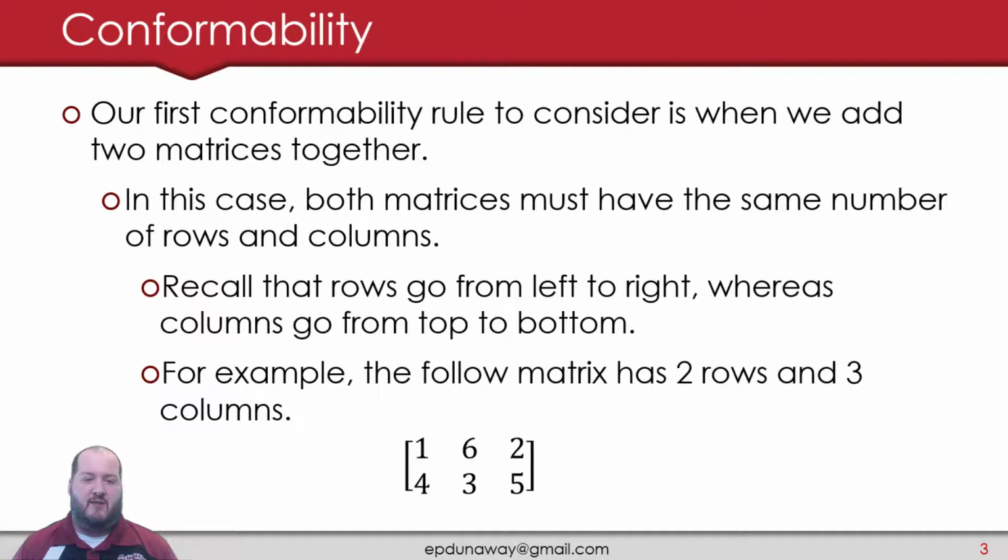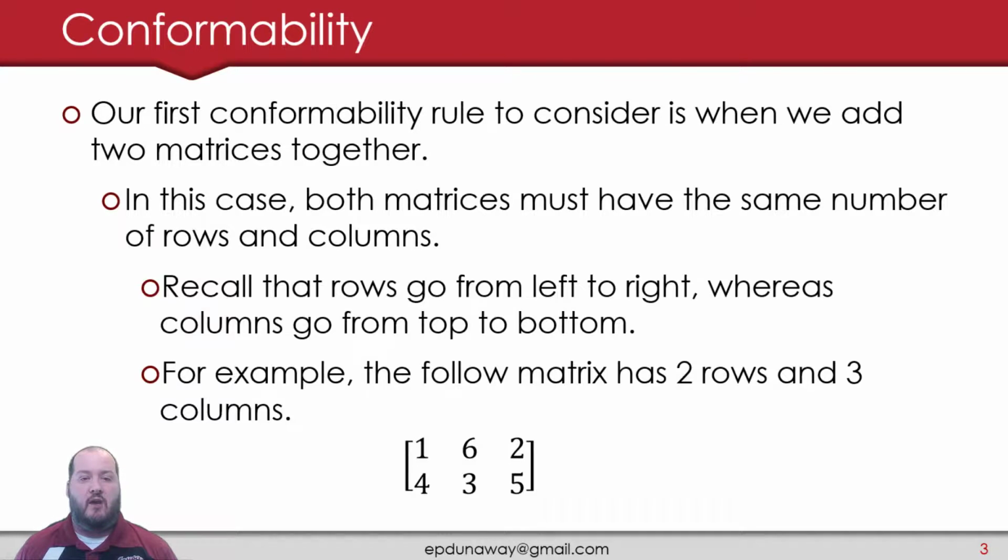I like to think of columns as pillars. There's 3 pillars right there. The first column has the elements 1 and 4 in it. The second has 6 and 3. The third has 2 and 5. But rows get stacked on top of each other. I like to think of the rows as seating at a concert or a theater. They are on top of each other. So the first row contains the elements 1, 6, and 2, whereas the second row contains elements 4, 3, and 5.